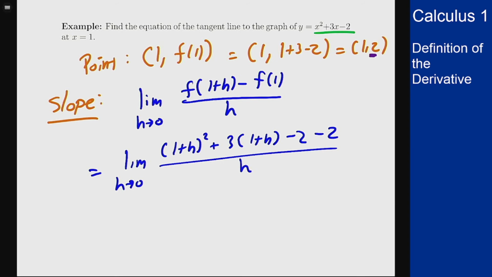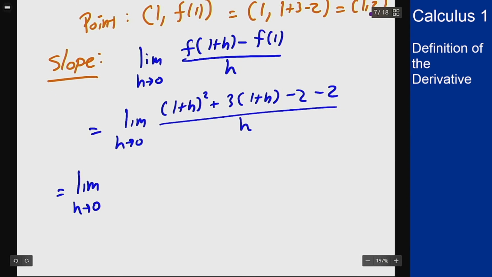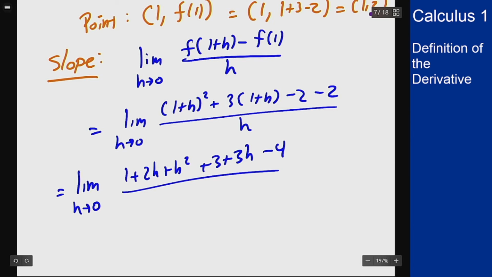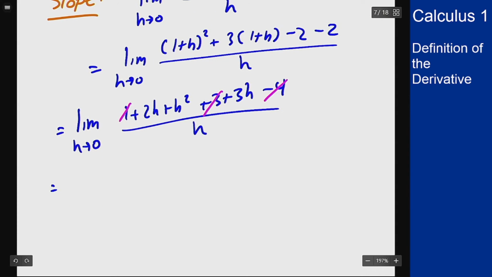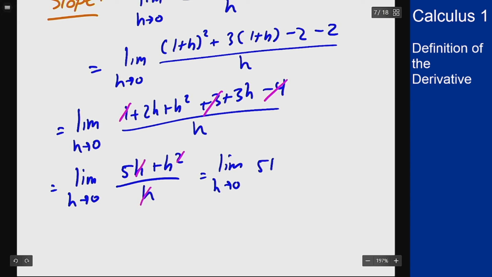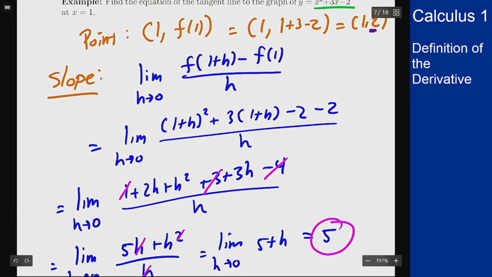I'm going to expand out all the terms on the top. The quadratic becomes 1 plus 2h plus h squared, plus 3 plus 3h, minus 4, over h. We'll see, as expected, the 1 and 3 combine to cancel this 4, meaning I am left with the limit as h goes to 0 of (5h plus h squared) over h. I'm able to cancel an h from every term to get the limit as h goes to 0 of 5 plus h, which equals 5. Therefore, my slope is 5, and the point is (1, 2).